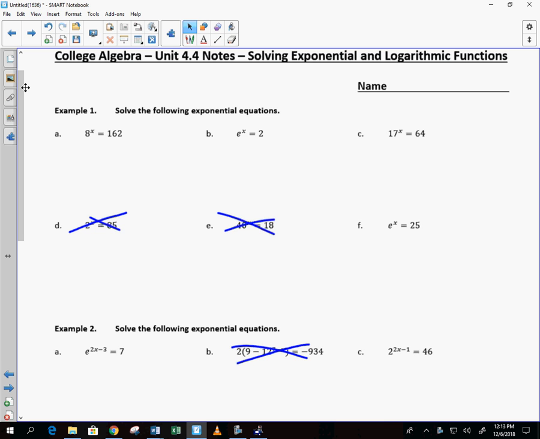What we want to do today is talk about solving exponential and logarithmic, I should say equations, not functions, but I obviously didn't know what I was talking about when I wrote it. And we want to look at this kind of problem. 8 to what power is 162?